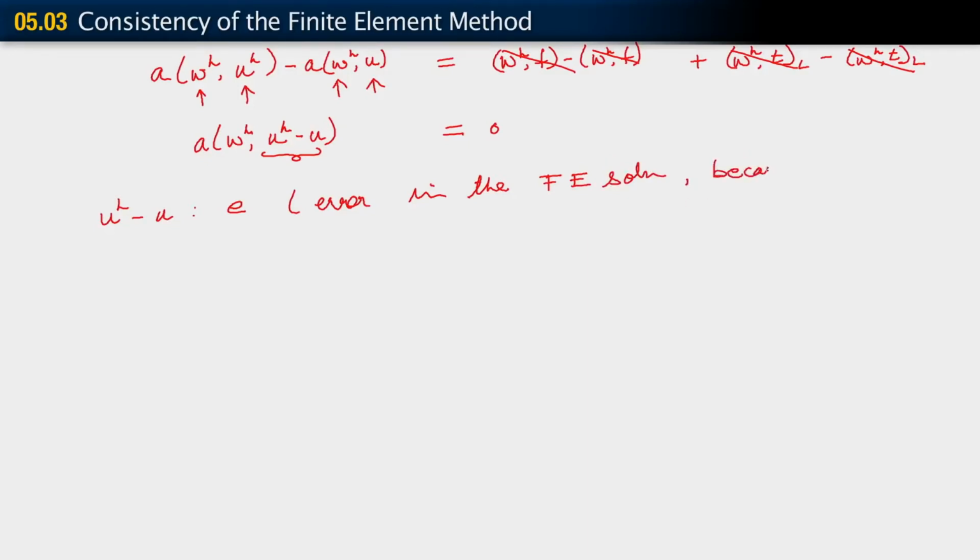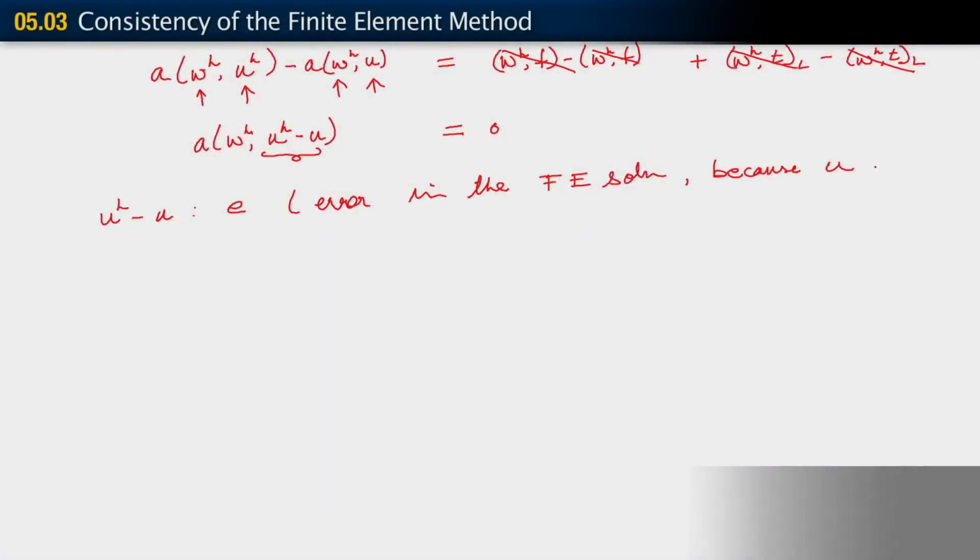And why is this? Because U, which is the solution to the infinite dimensional weak form, has to be the exact solution, right? The infinite dimensional weak form is equivalent to the strong form. The solution to the infinite dimensional weak form has to be the solution to the strong form, which has to be the exact solution, right? U is also the exact solution. Okay?